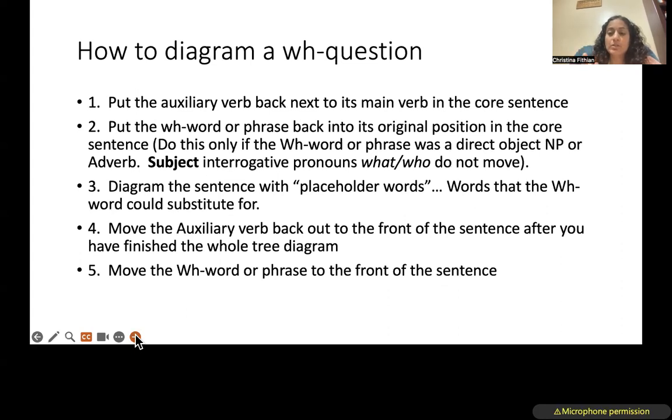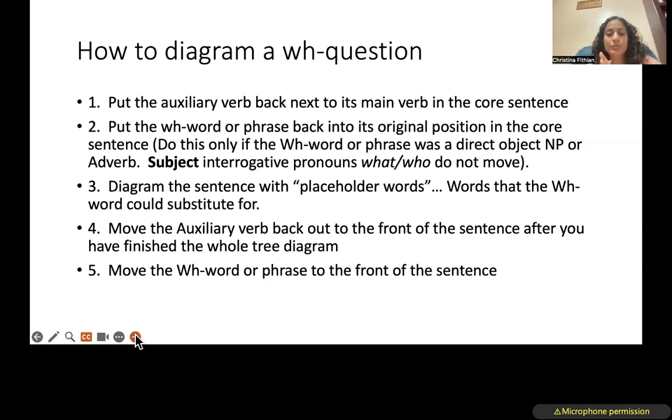So when we're diagramming a WH question, we've got 5 steps. Now, when we're diagramming a yes-no question, those are relatively simple. We only have 3 steps there. So the WH question has a couple extra steps. The first step, just like we did with the yes/no questions, if you see an auxiliary verb at the front of the sentence, which you will, you need to put that auxiliary verb back next to its main verb in the core sentence. The other thing you need to do is look for the WH word or phrase, and you also have to move that back into its original position in the core sentence. I'm going to show you what that position is when we get to class on Friday. So don't worry if you're not sure exactly where to move it to. We'll discuss that on Friday.